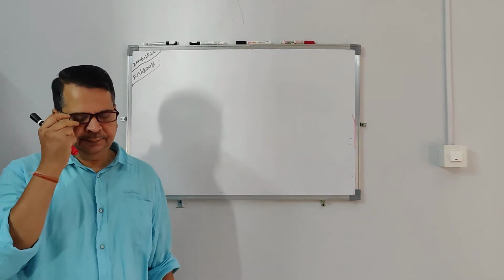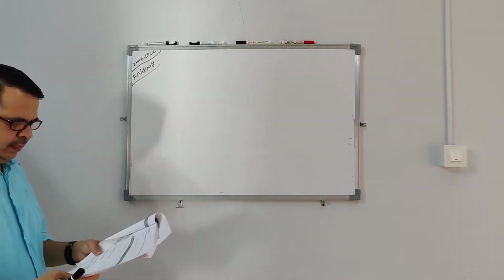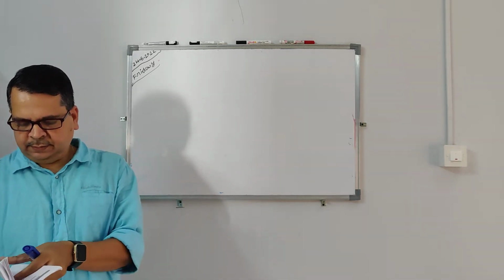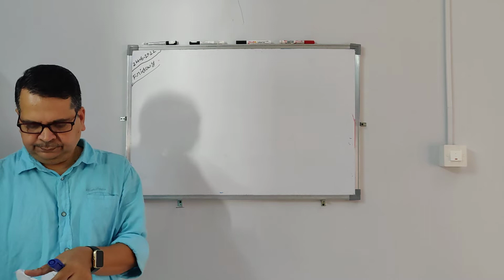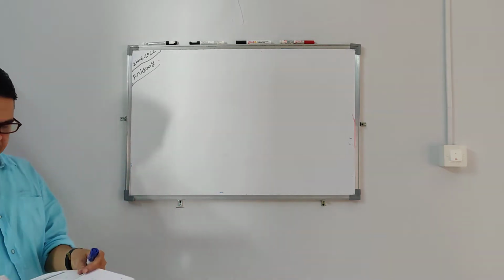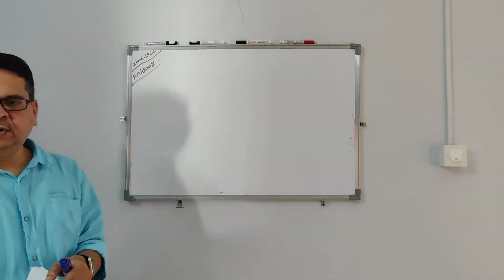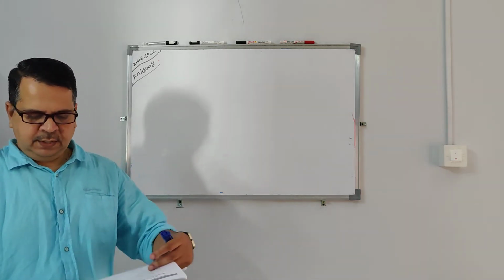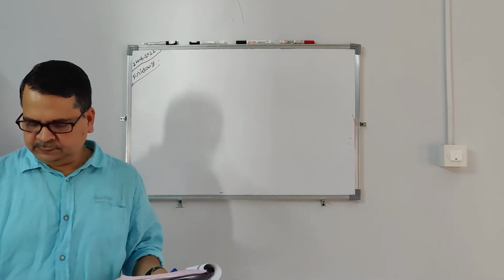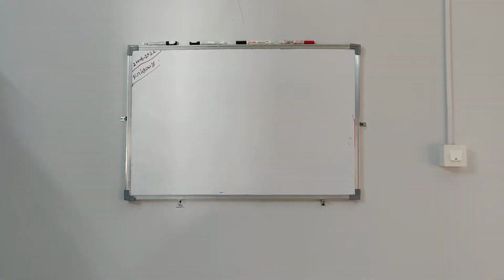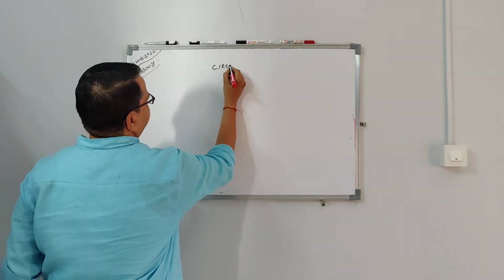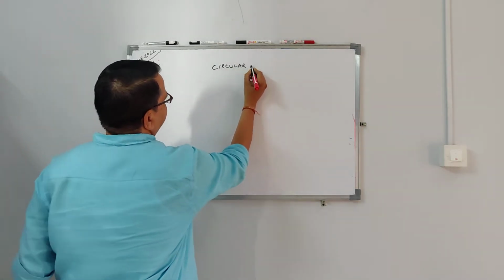Okay, so today we'll quickly do circular motion and then the rigid body and the concept of center of mass and moment of inertia. So let us start with circular motion. Some important things in circular motion.